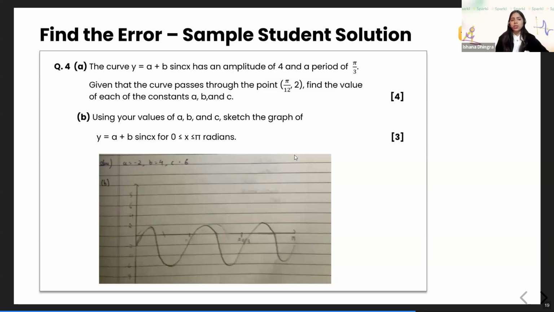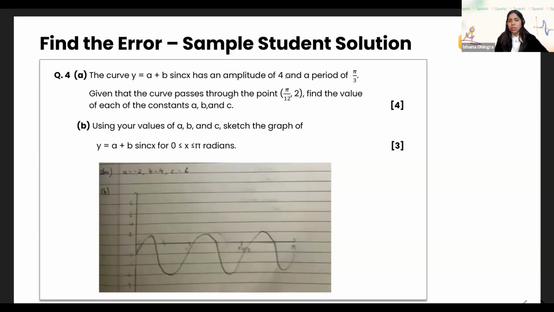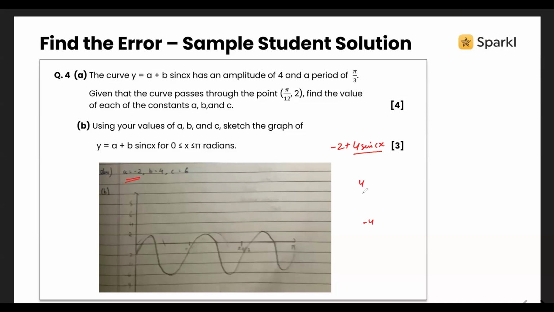No. If you see the question, it's a plus b sine cx, and the amplitude is 4. So 4 sine cx, and the value of a is coming out to be negative 2 for the student, which was correct, right? When amplitude is 4, it goes from 4 to negative 4, and then with negative 2, it goes from 2 to negative 6. Okay, yeah, my bad. That bit is correct, but yes, his graph should reach till 2. It is not even reaching 2. So presentation, of course, is not fine.